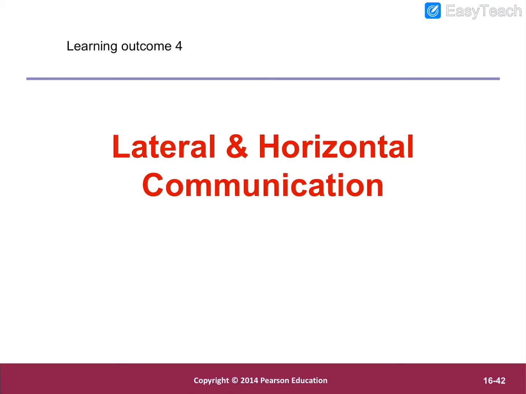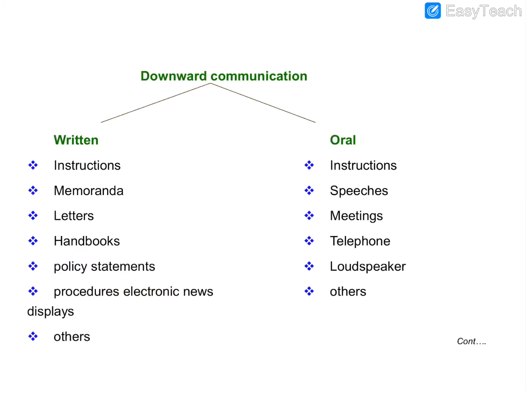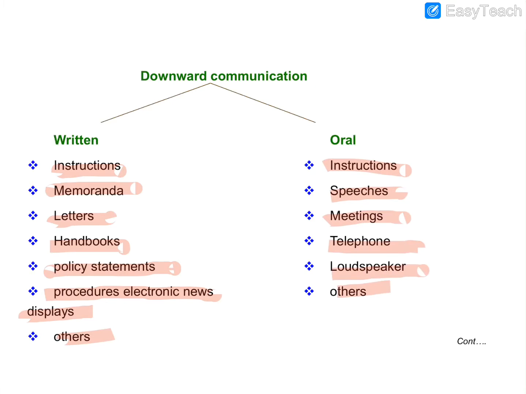Okay, next we have lateral and horizontal communication. Normally, the basic directions of communication are downward, upward, horizontal or lateral, diagonal or crosswise, inward, and also outward. Okay, let's go one by one. Downward communication includes written and also oral. It can be instructions, memoranda, letters, handbooks, policy statements, procedures, electronic news display, and others. And oral: instructions, speeches, meetings, telephone, loudspeaker, and others.